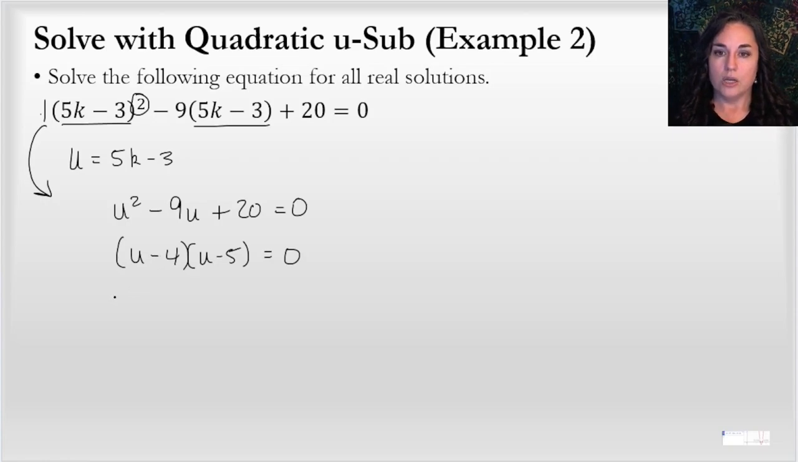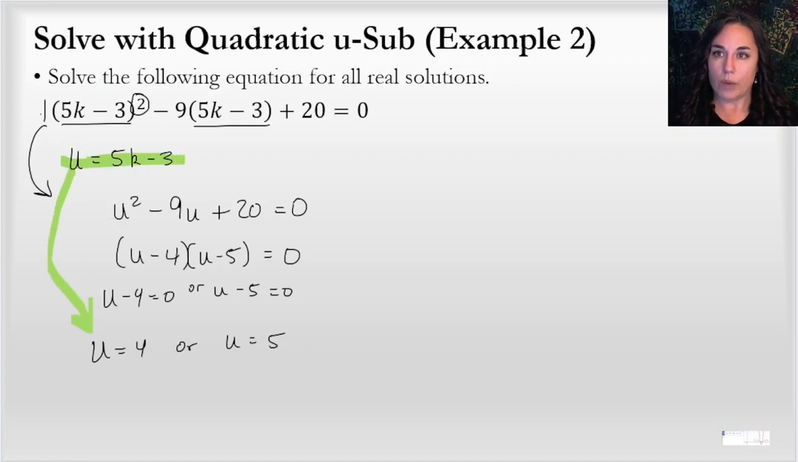Very nice. So I can say that u minus 4 equals 0, or u minus 5 equals 0, with the zero product property. And then I can say u equals 4 or u equals 5. And I'm not done yet. What I need to do in order to find the k values that I'm looking for is to go back to my substitution, right? Go back to my substitution and undo my substitution.